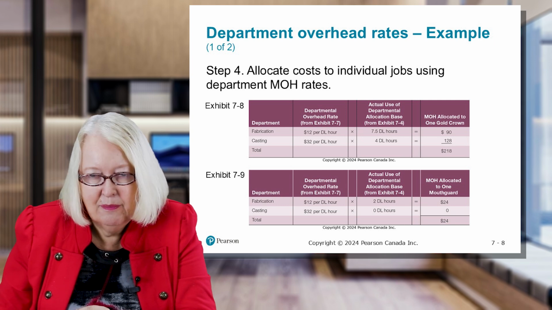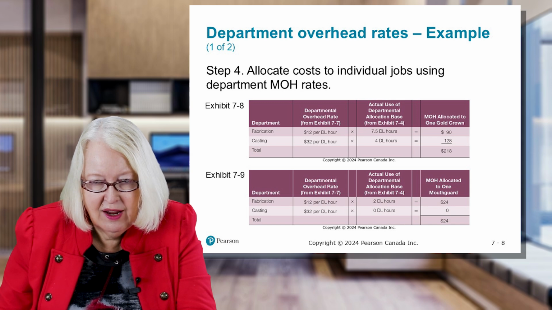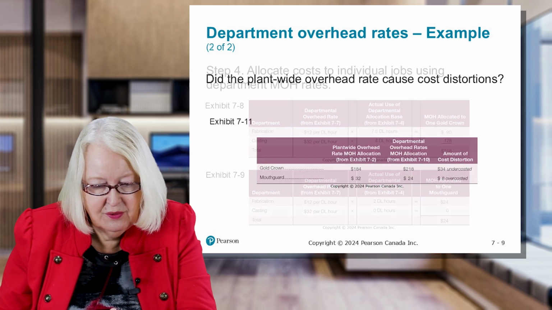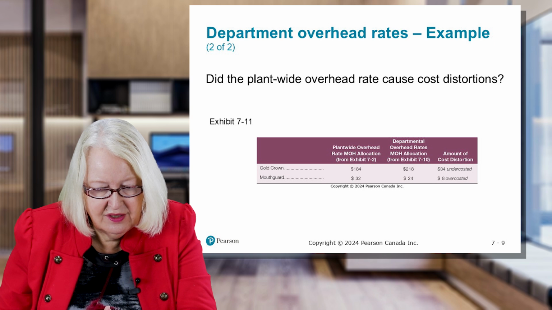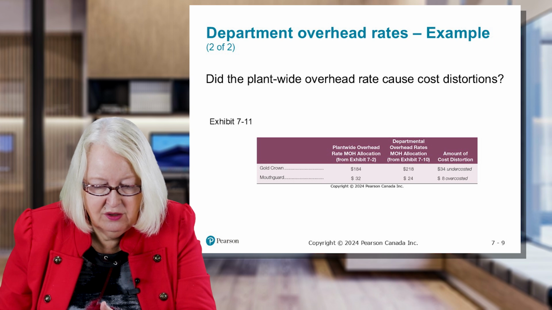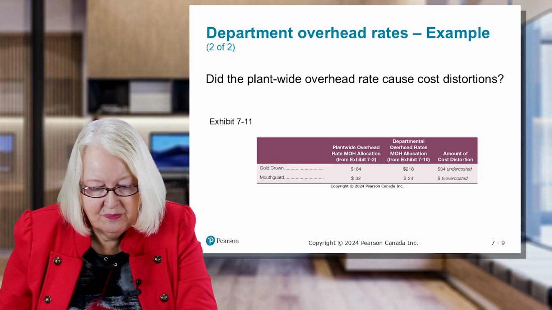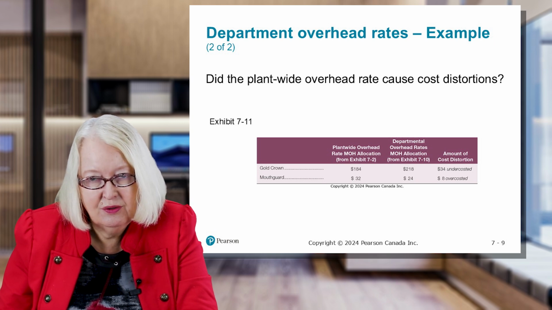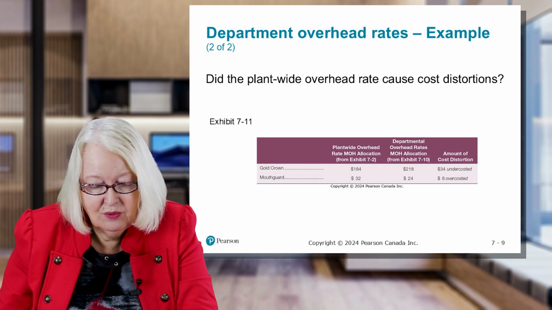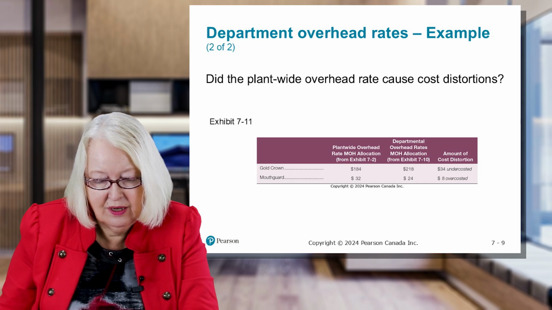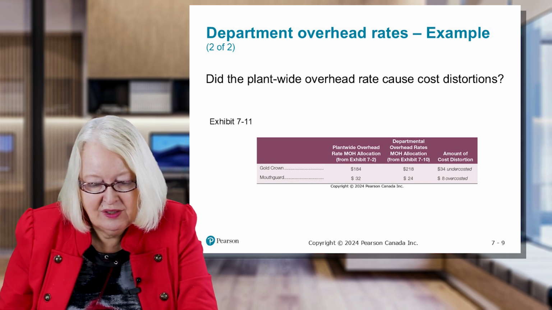So that gives you a better picture of what it's actually costing you to make the crown versus making the mouth guard. So then, what you're doing here, the plant-wide rate could be causing some distortion. When you use the one rate, the $16, that gave you $184 in overhead for the gold crown, whereas when you broke this down into casting and fabrication, the actual overhead should have been $218. So you've undercosted the gold crowns by $34.